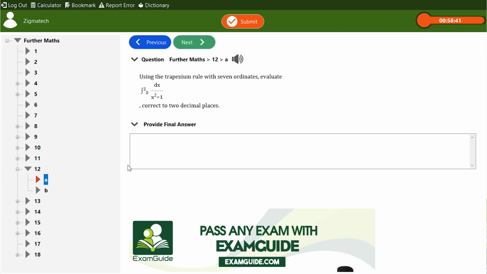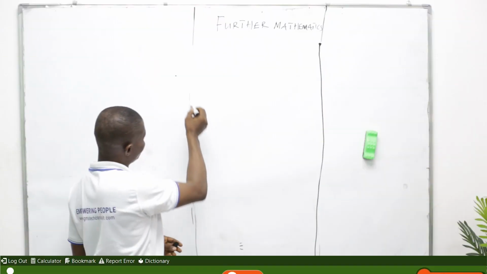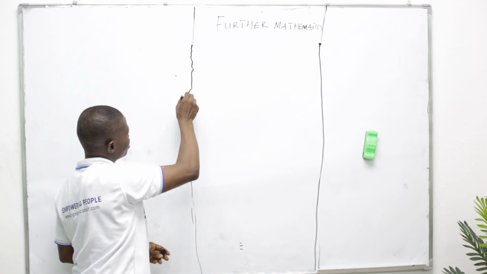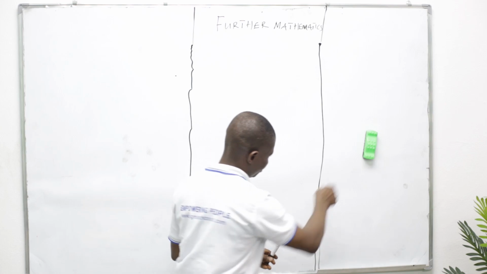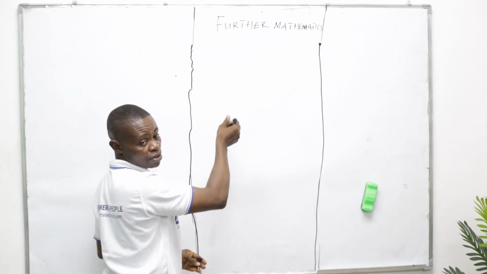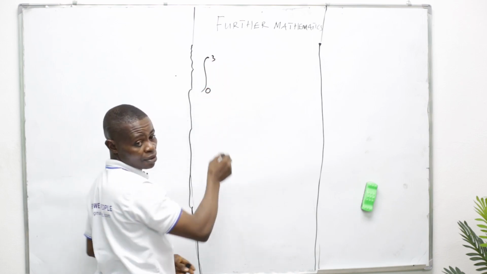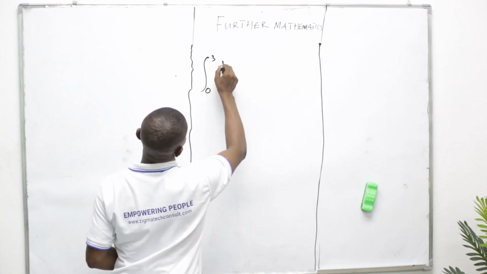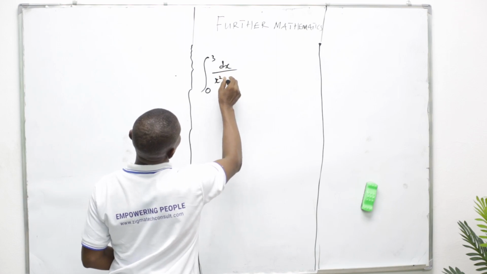Let me wipe. We were told 7 ordinates, but it's like it's been omitted. Let's see how we can generate. The good news here is that you know the number of ordinates. This is 3, 0. The integration itself is ds all over s squared plus 1.